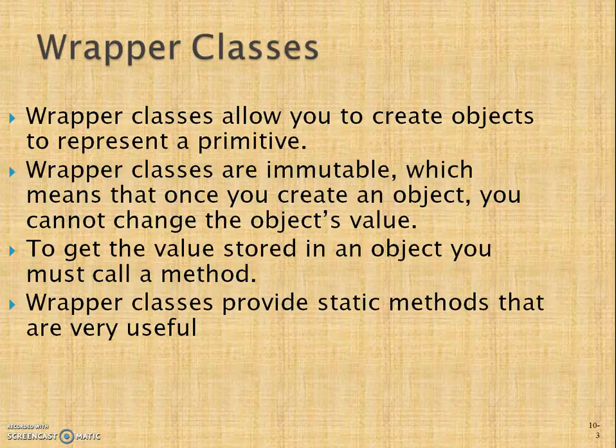It can be compared with a chocolate. The manufacturer wraps the chocolate with some paper or foil to protect it from pollution. The user takes the chocolate, removes and throws away the wrapper, and eats it. Wrapper classes are immutable, which means that once you create an object, you cannot change the object's value.